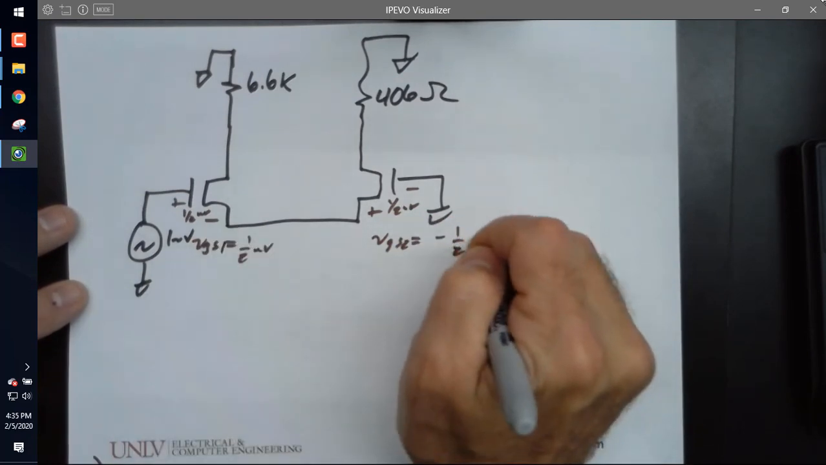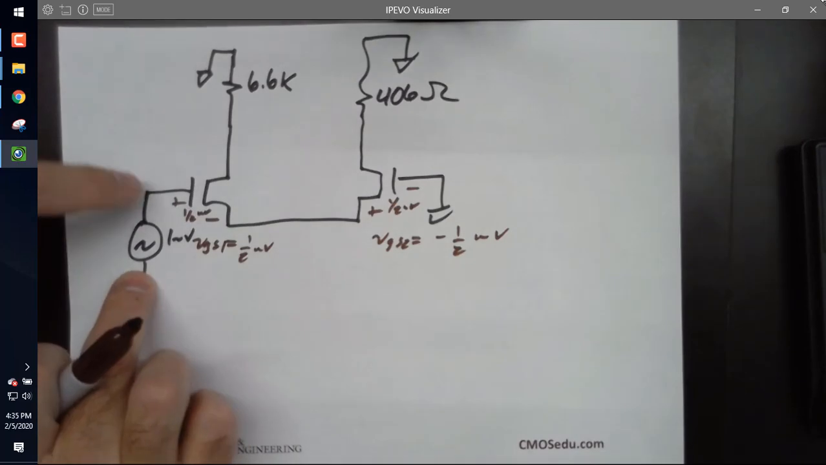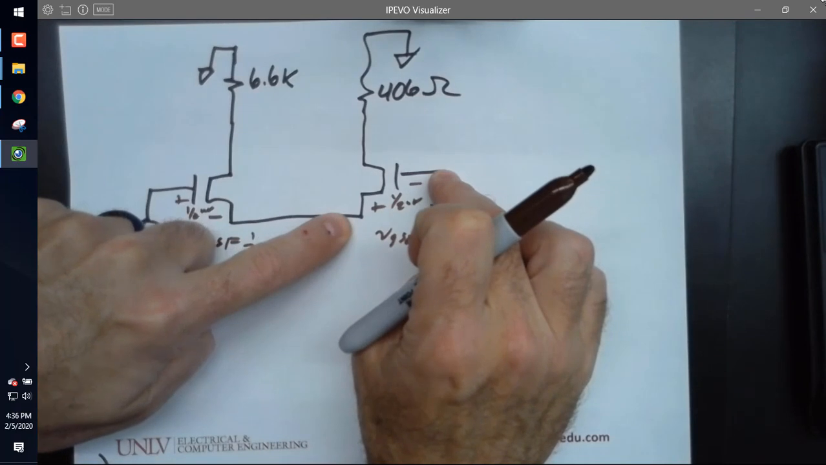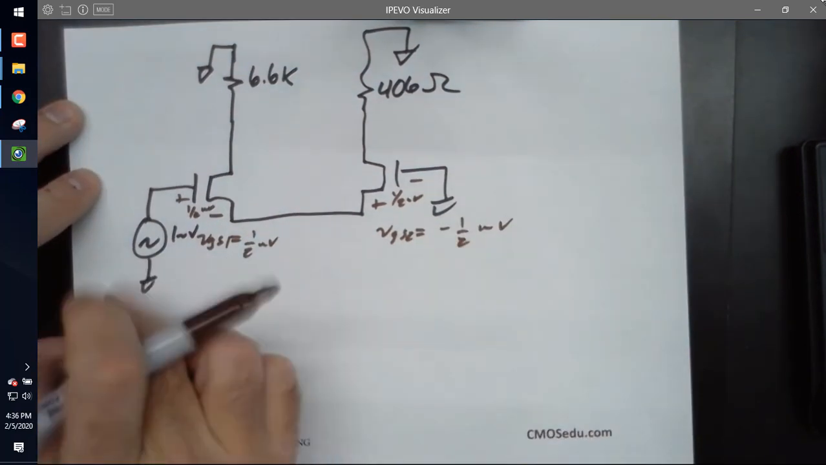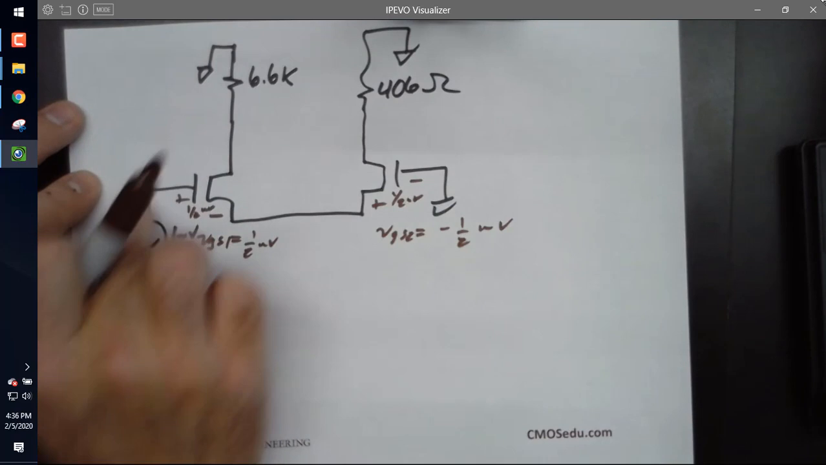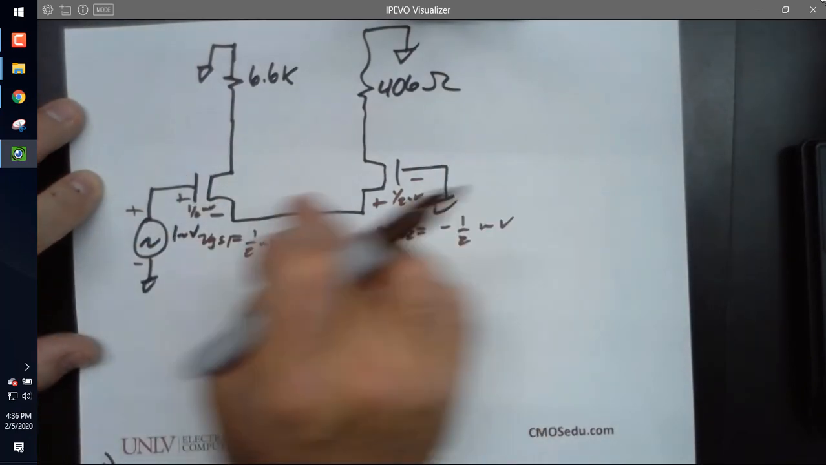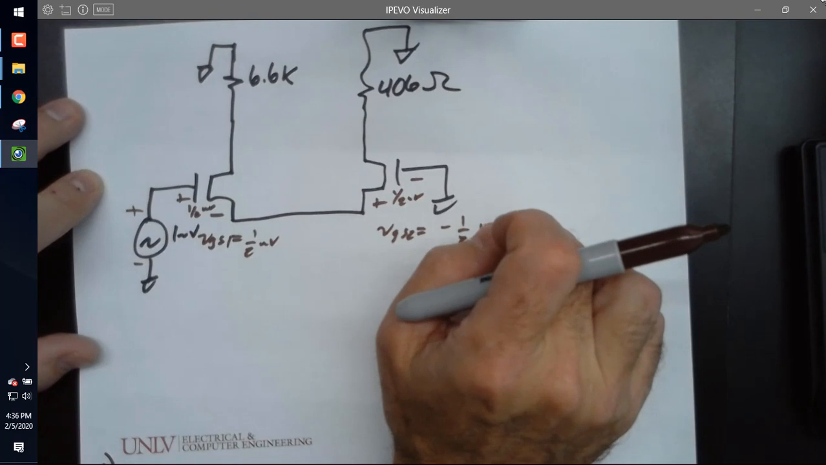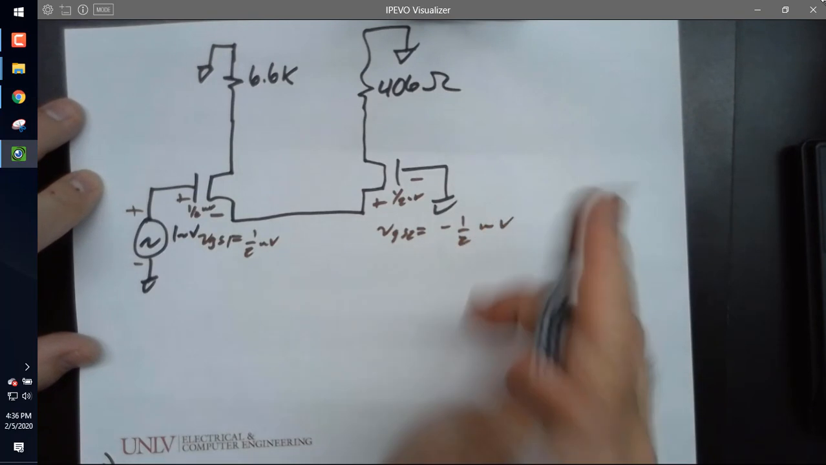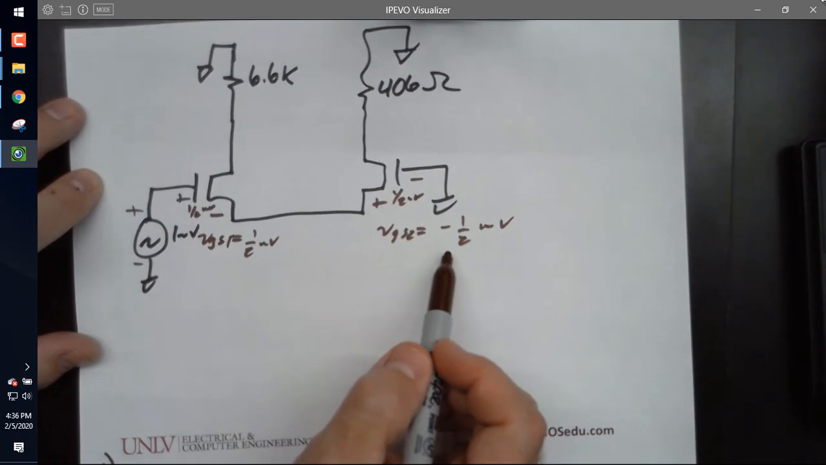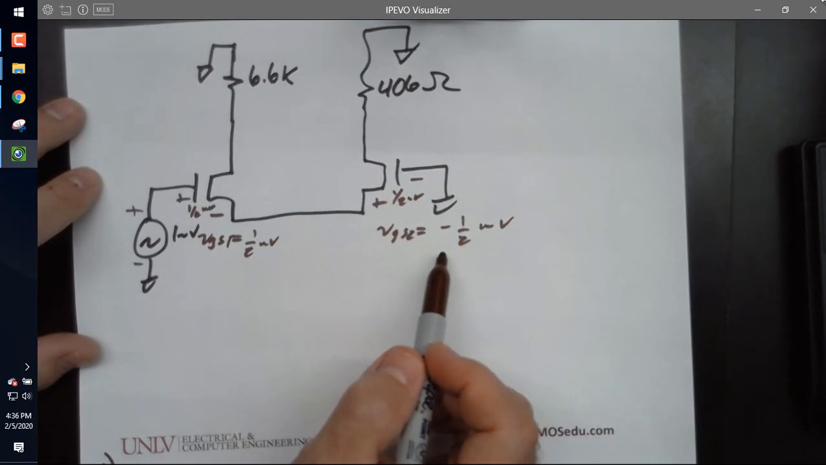I'm going to pause right here. First question, does everybody see this is 1 millivolt and this is 1/2 plus 1/2? So I'm walking. Go up by a millivolt, down by a millivolt, down by 1/2 millivolt, down by 1/2 millivolt. Does everybody see then if this is plus minus 1/2 millivolt that the VGS2 is minus 1/2 millivolt?